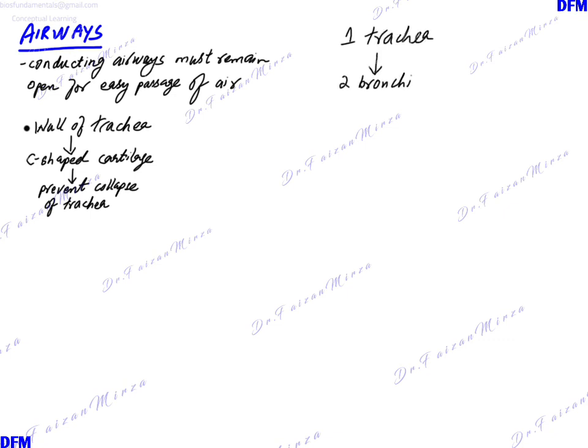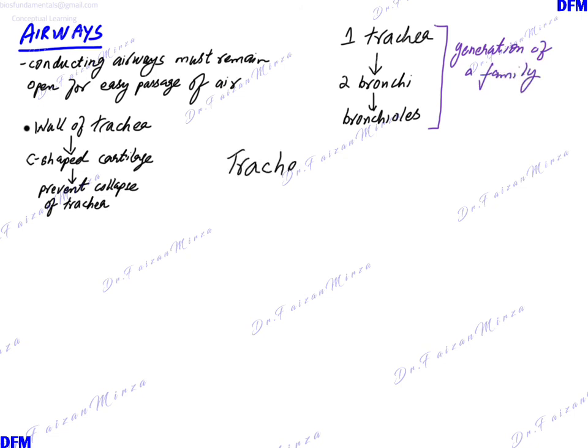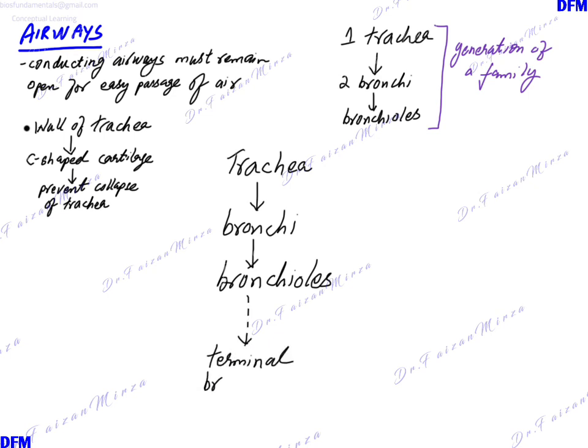We have already discussed how this family or generation of the family occurs by dichotomous branching. One trachea leads to two bronchi and then bronchioles and so on. And this generation of the family eventually leads to respiratory bronchioles and eventually to the alveoli, where gaseous exchange occurs.